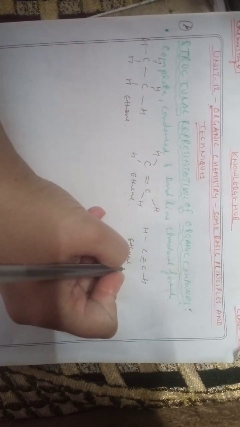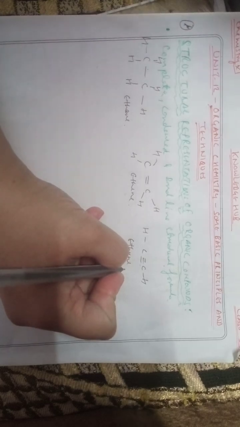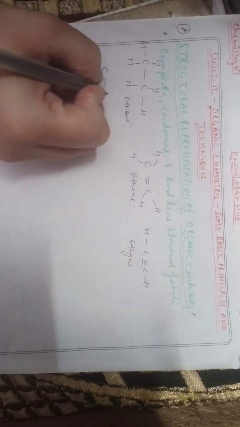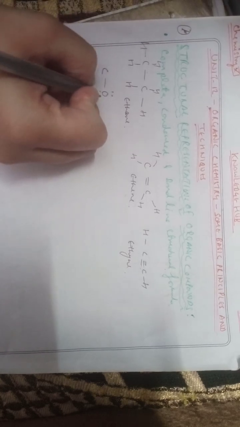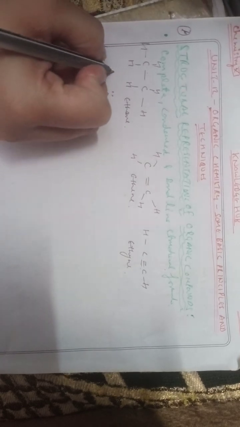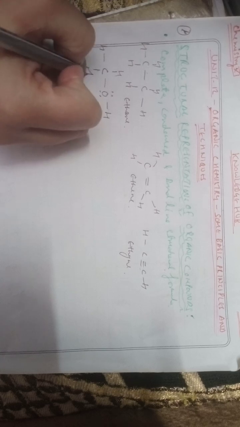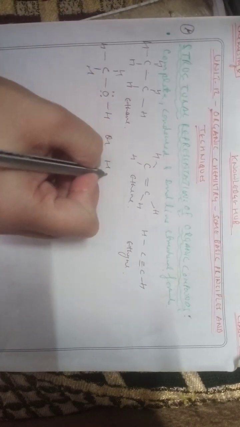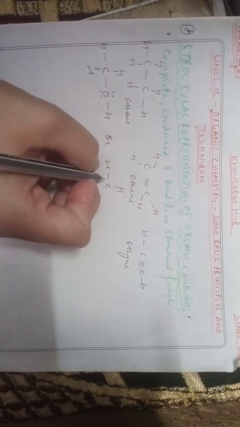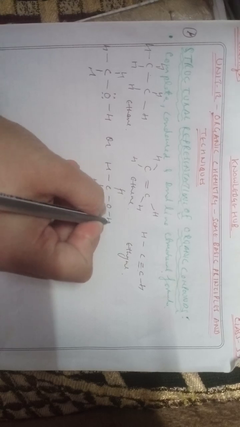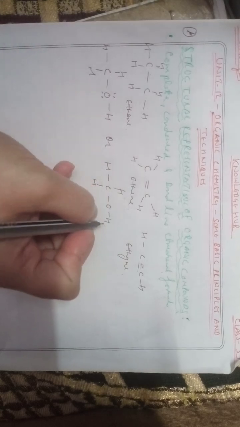Now we go for the other one, that is your methanol. That comes under the same: carbon, dash with oxygen atom with 2 lone pairs, bonded with hydrogen, or we can say that carbon bond first. So this is methanol.